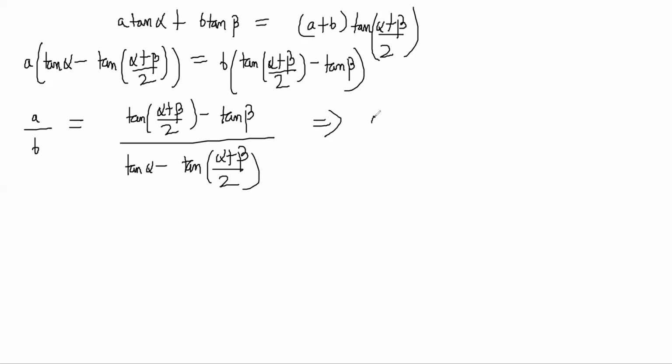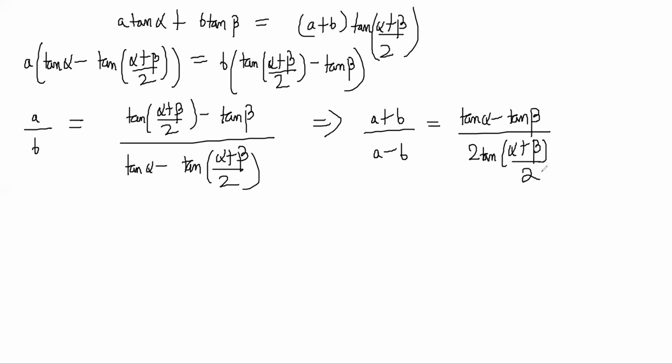So therefore it implies a plus b by a minus b is equal to, add it. So if you add it, it becomes tan alpha minus tan beta by, subtract it, you get 2 tan alpha plus beta by 2 and subtract it. So minus tan alpha minus tan beta, no? Correct. Now I have forgotten the second part of the question.